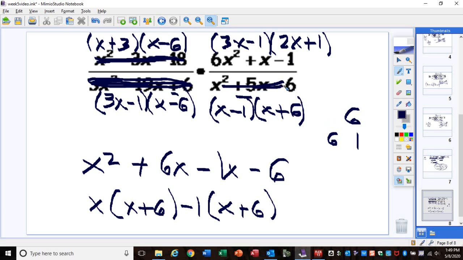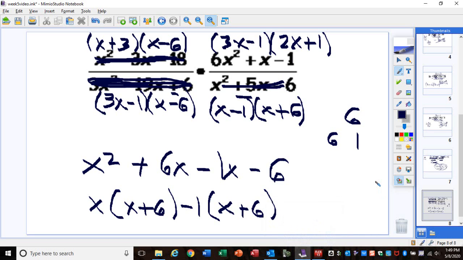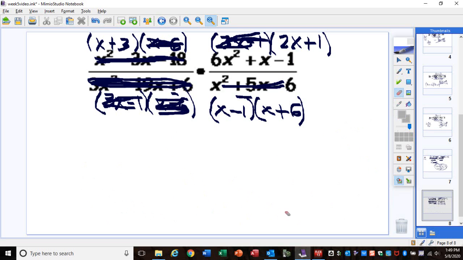Now, what can we cancel? Let's take the 3x minus 1s here and here. Let's get rid of that. Let's get rid of the x minus 6's. And what we're going to have left is everything that's left. You can leave them in parentheses, or you can actually FOIL the top and FOIL the bottom. There's nothing else you can cancel out here. So basically, you can just leave it as x plus 3 and then 2x plus 1.